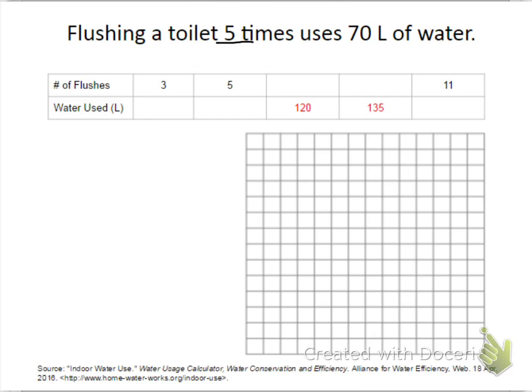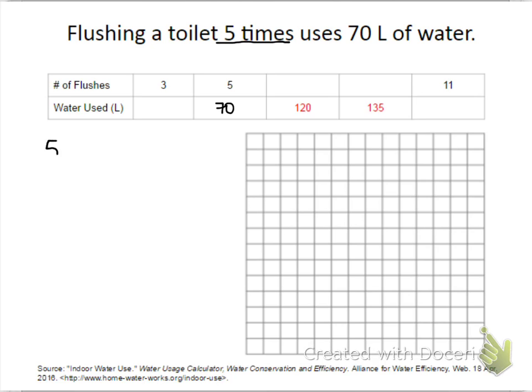So it tells us off the bat that flushing a toilet 5 times uses 70 liters of water. In our table, I can see that 5 is one of my spots, one of my coordinates. So I'm going to write 70 right away because I can already fill that in. Now, I need to find my unit rate for this information.